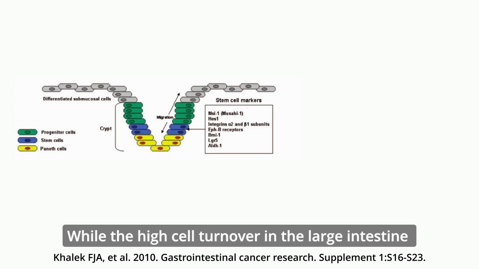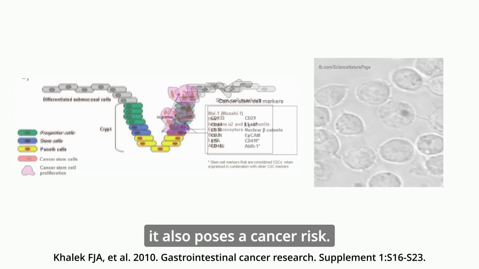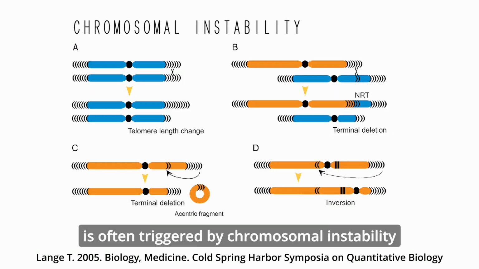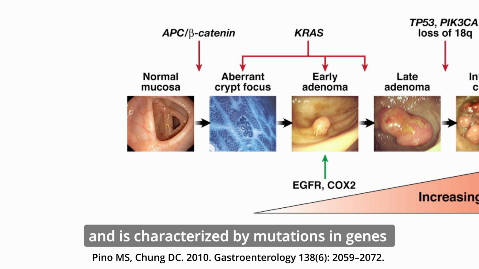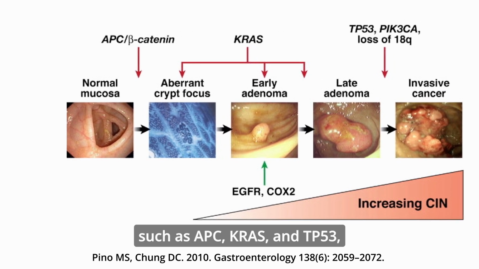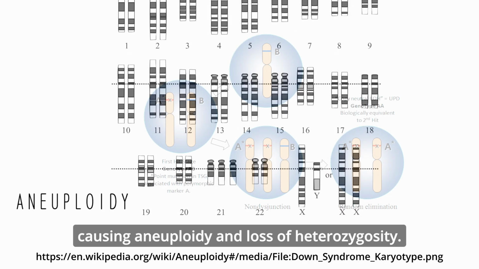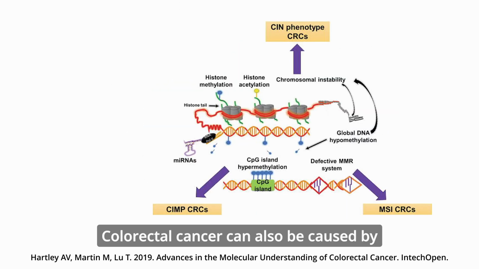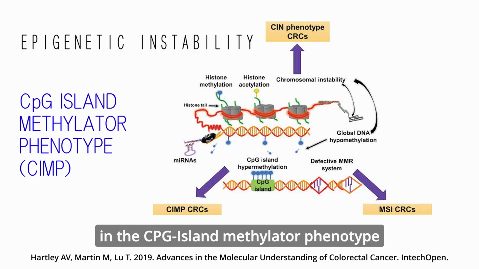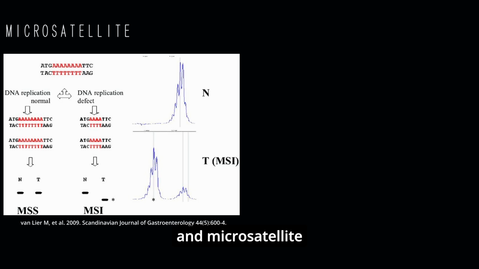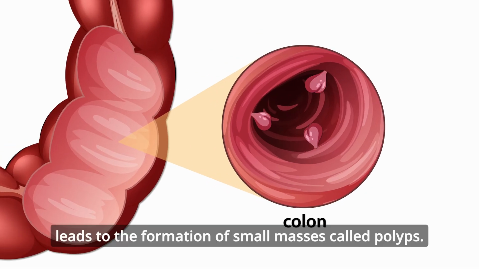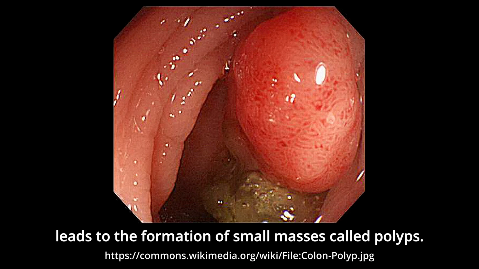While the high cell turnover in the large intestine is protective, it also poses a cancer risk. Colorectal carcinogenesis is often triggered by chromosomal instability and is characterized by mutations in genes such as APC, KRAS, and TP53, causing aneuploidy and loss of heterozygosity. Colorectal cancer can also be caused by epigenetic instability in the CpG island methylator phenotype and microsatellite instability in Lynch syndrome. Uncontrolled cell division leads to the formation of small masses called polyps.